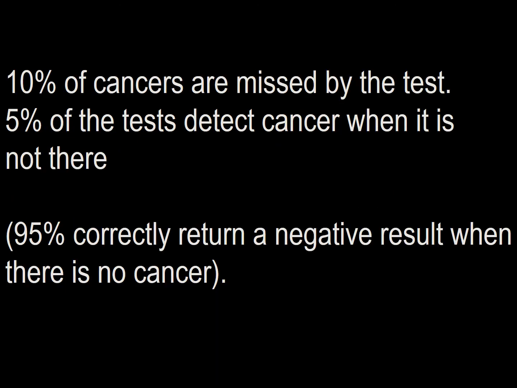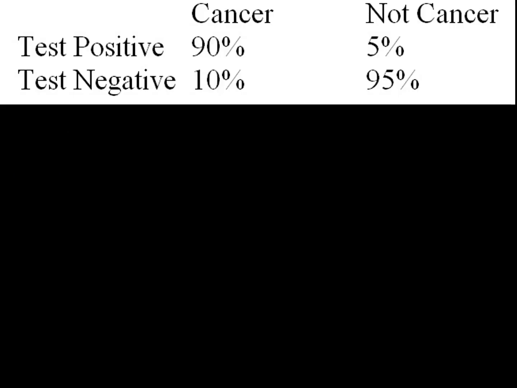Now here I'm going to provide you some additional information. 10% of cancers are missed by the test. 5% of the tests detect cancer when it is not there. So this implies that 95% correctly return a negative result when there is no cancer. That's a pretty good test, isn't it? So let's go and apply Bayesian analysis to solve this problem.